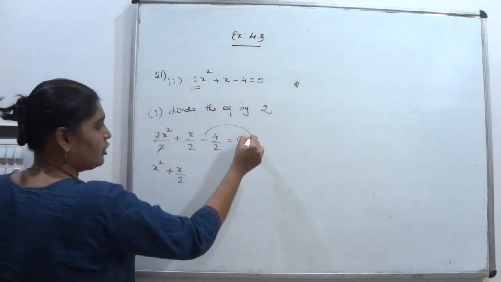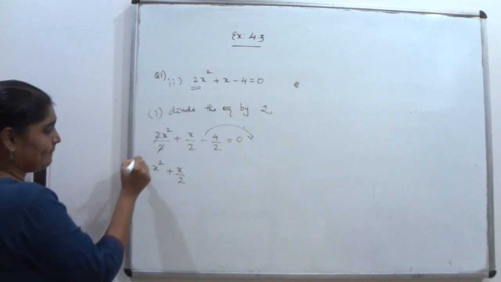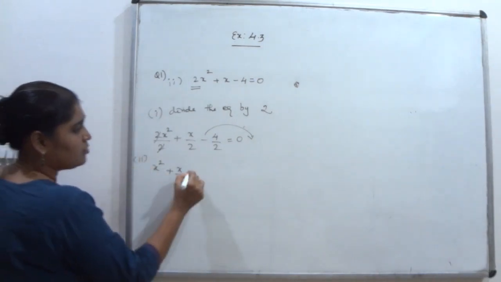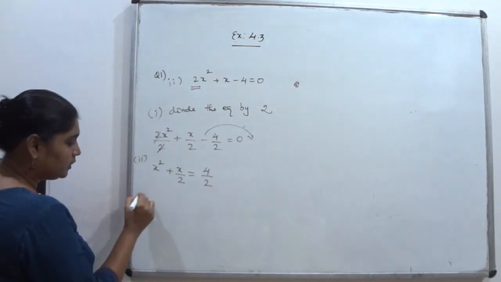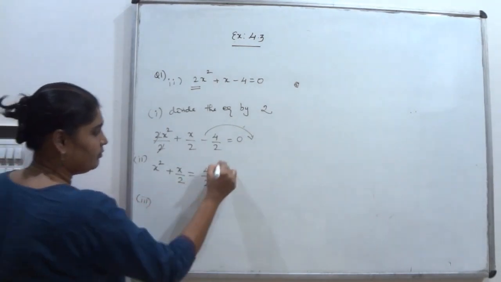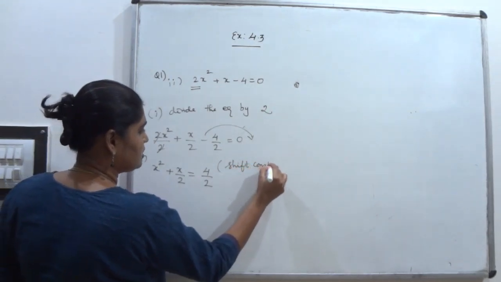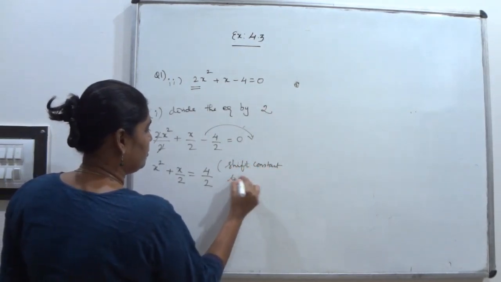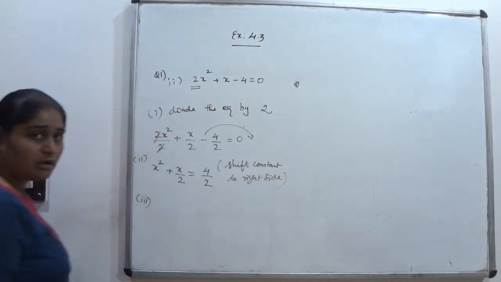The next step, what you have to do? Shift the constant to right hand side. You shift it, minus 4 by 2 goes inside, plus 4 by 2.